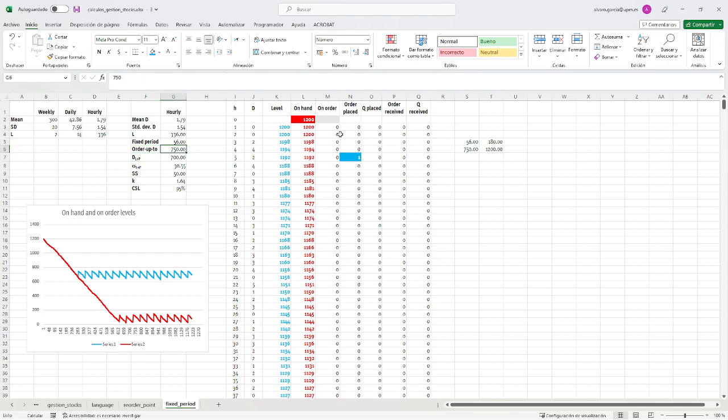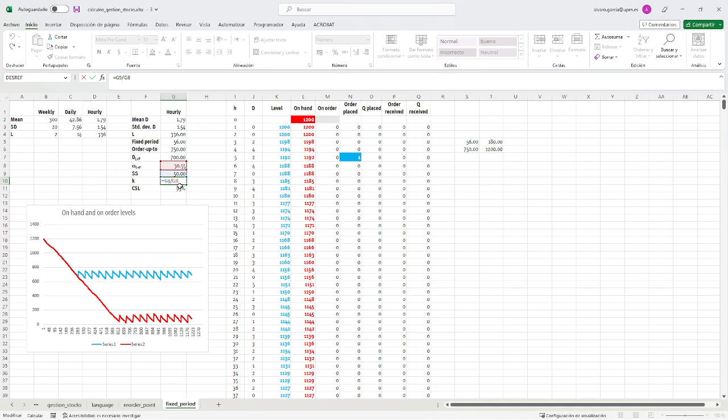What I'm doing here is the reverse calculation. We have the demand for the lead time plus the fixed period, and the deviation for that lead time plus the fixed period. And we have the safety stock, which is the difference between the order up to level and the demand corresponding to the lead time plus the fixed period. We can do things this way. So if I decide to have this order up to level, the implicit safety stock I'm setting is this. So we do the reverse calculation, and it still holds.